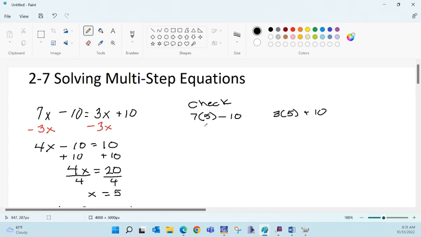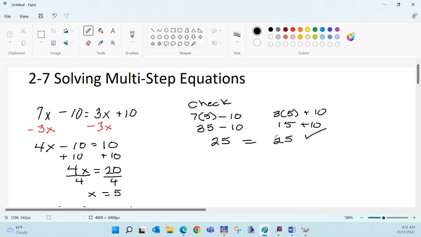So on here, 7 times 5 is 35. And 35 minus 10 is 25. Over here, 3 times 5 is 15. Plus 10 gives you 25. And yay, you've got the same thing, so it worked out. Because if it's truly a solution, it has to make both sides true.